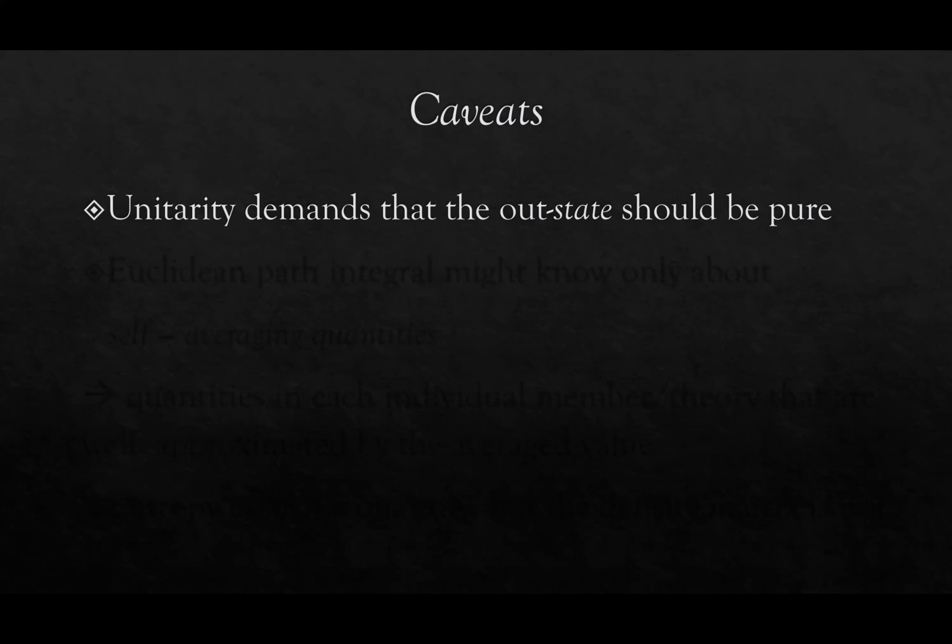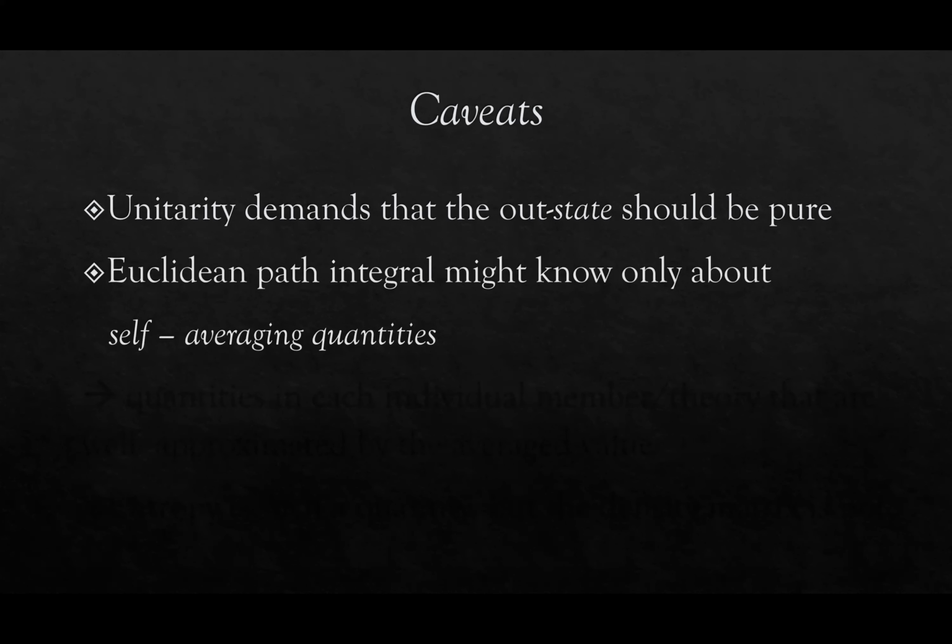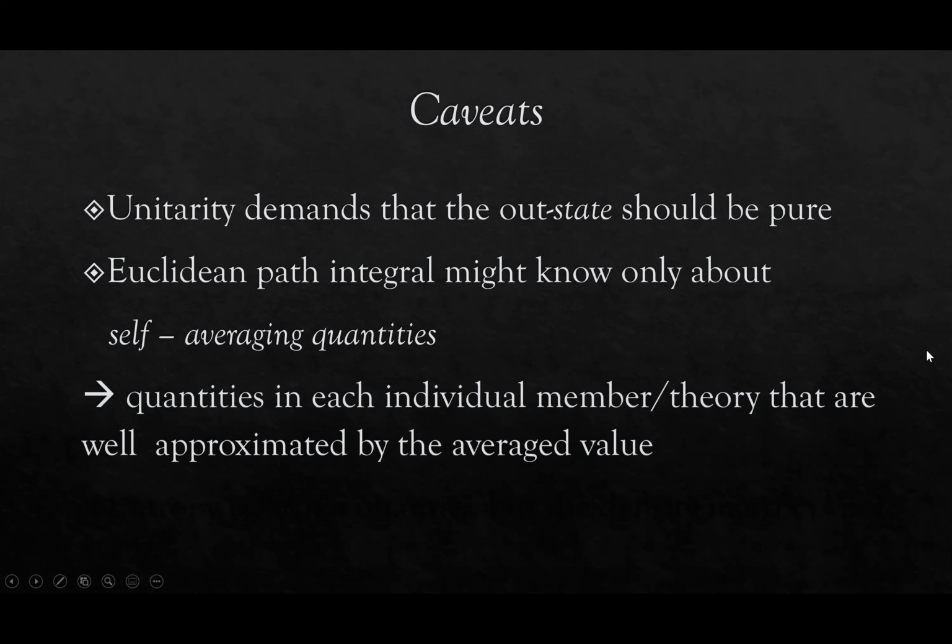Well, one thing that we can say is that the semi-classical approximation can only give us so much. And that the Euclidean path integral, even though it's giving us the correct result for some things, doesn't seem to know about everything. A more technical way of putting that is that the Euclidean path integral might know only about so-called self-averaging quantities. Those are the quantities whose variance is very small, or the ones which are well described by the averaged value of the quantity you're looking at.